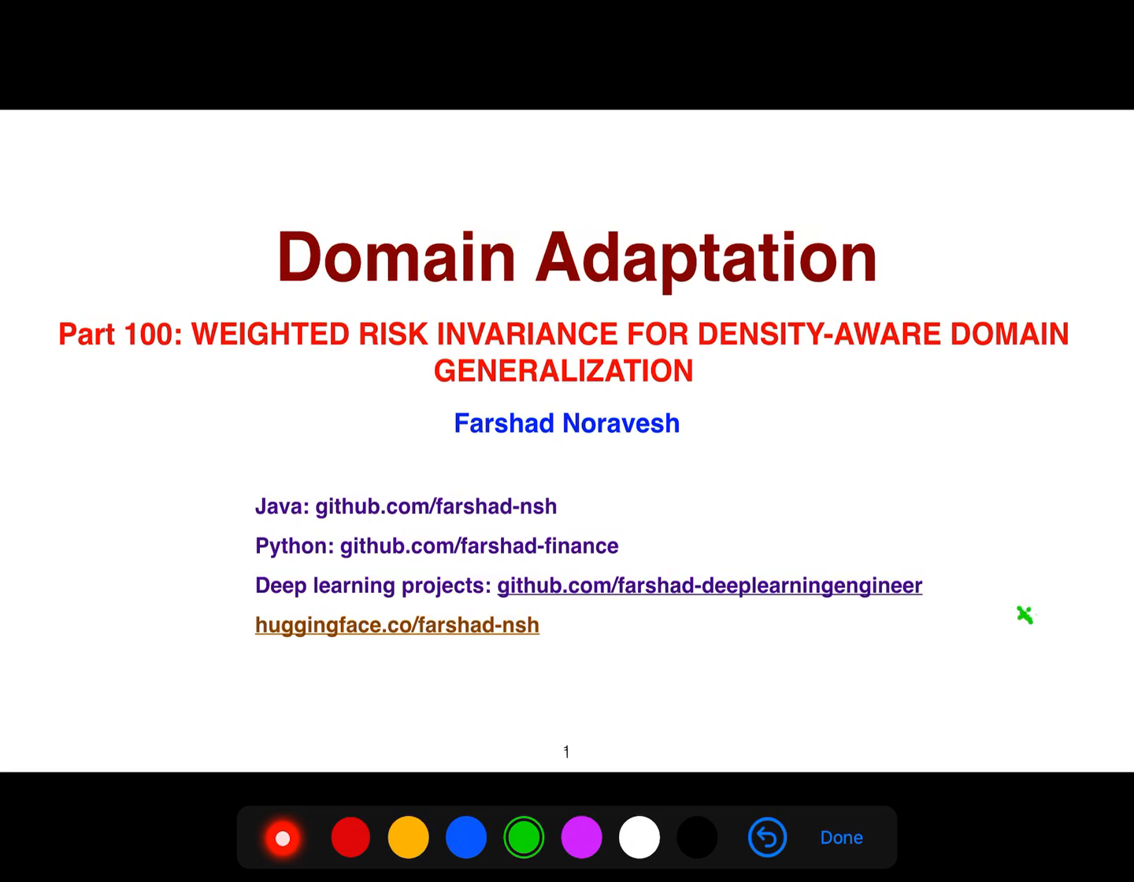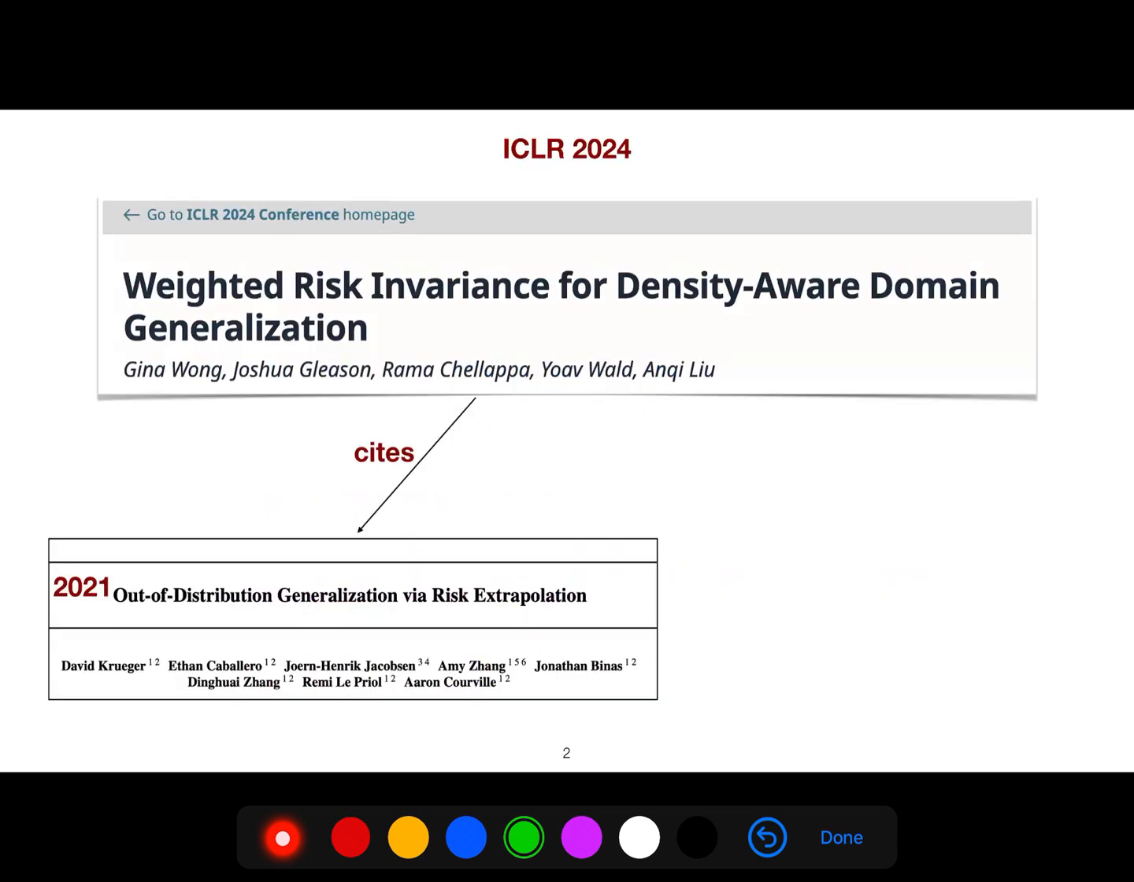Alright, so in this video I'm going to be explaining another important article about domain generalization, where our target is unseen during training. The title of this article is Weighted Risk Invariance for Density-Aware Domain Generalization, published in 2021 on out-of-distribution generalization.